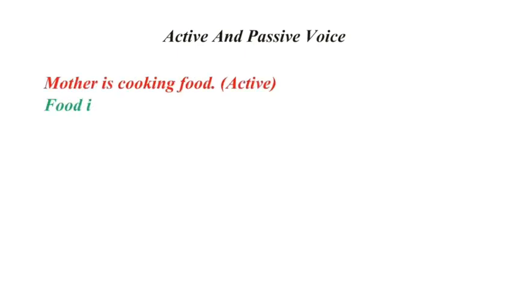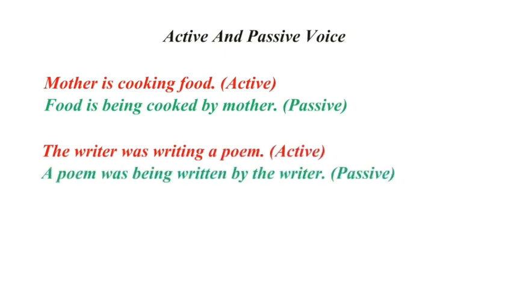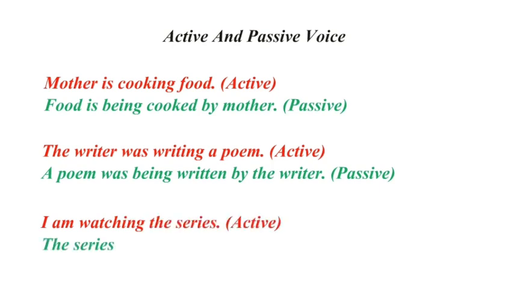Now let's see some active voice sentences which can be easily converted into passive voice. That means the sentence can be used in active voice or in passive voice. You can choose any one of them. For example, mother is cooking food. And its passive would be, food is being cooked by mother. The writer is writing a poem. A poem is being written by the writer. I am watching the series. The series is being watched by me.